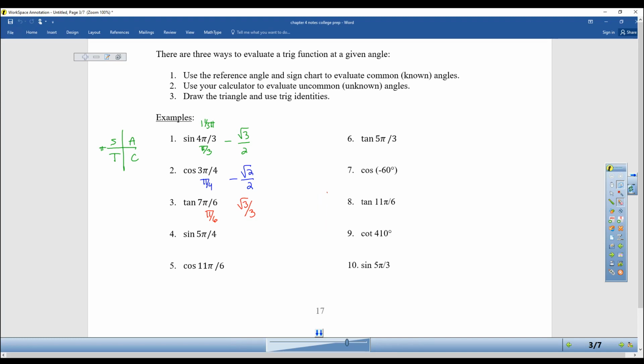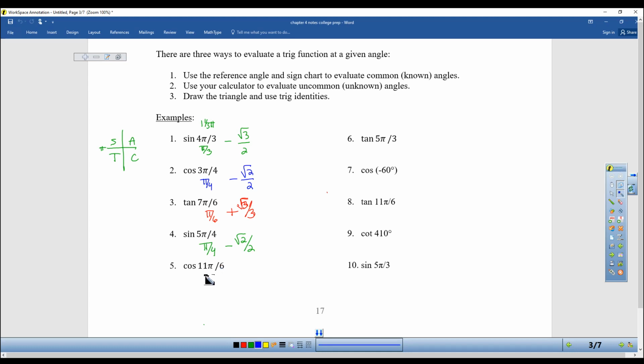So 7 pi 6, again, that's a little more than pi. So that's in quadrant 3, but tangent is positive in quadrant 3. Oops. So you are good to go. The next one, sine of 5 pi fourths. The reference angle is pi fourths. I love the reference angle. It's so easy. Sine of pi fourths on my chart is the square root of 2 over 2. 5 pi fourths is in quadrant 3, and sine is negative in quadrant 3. Notice the repetition of steps that I'm doing.